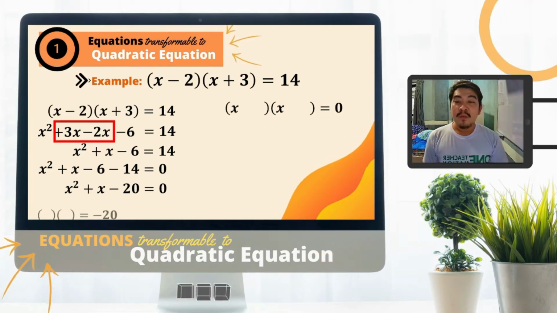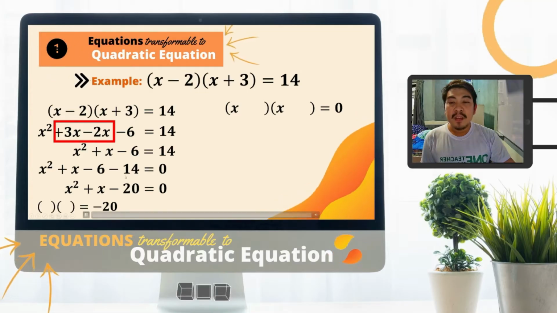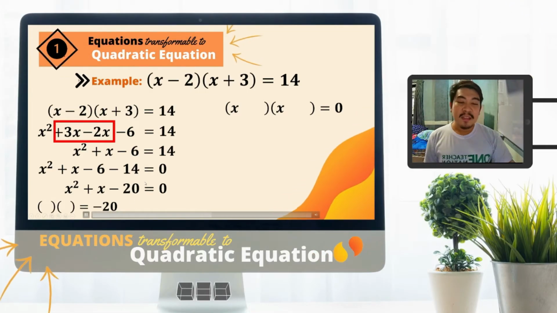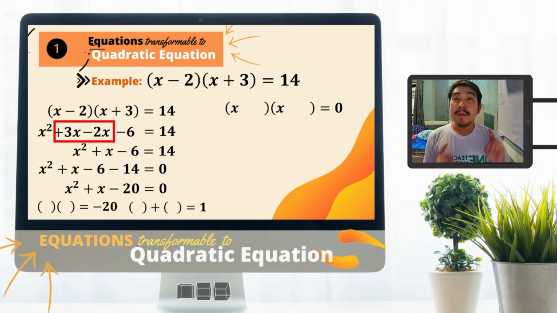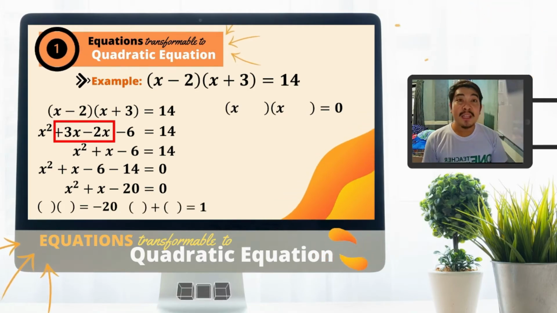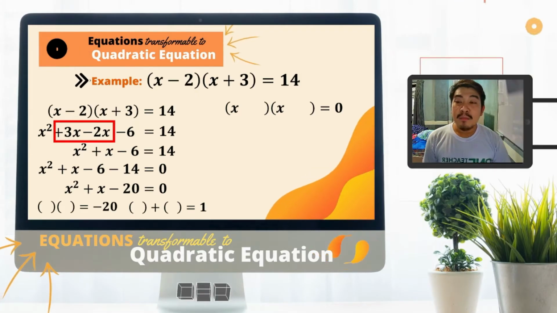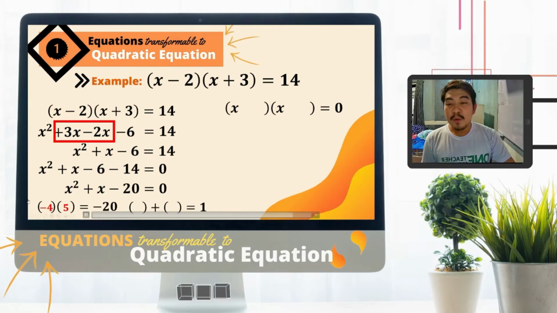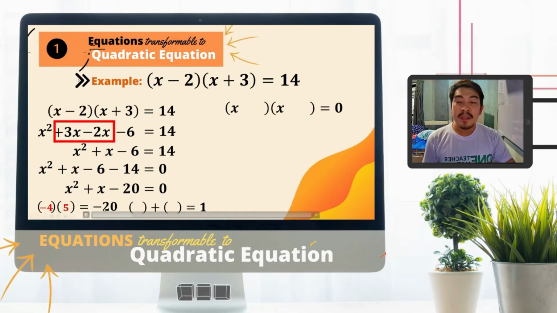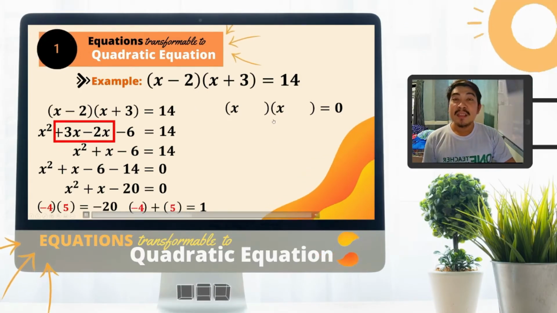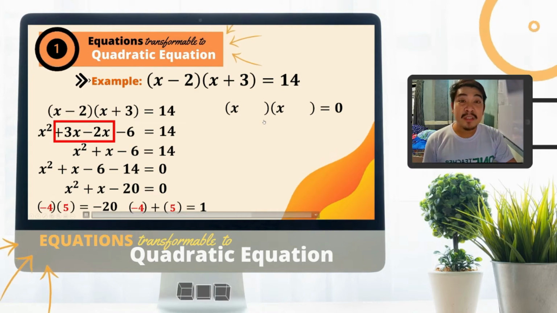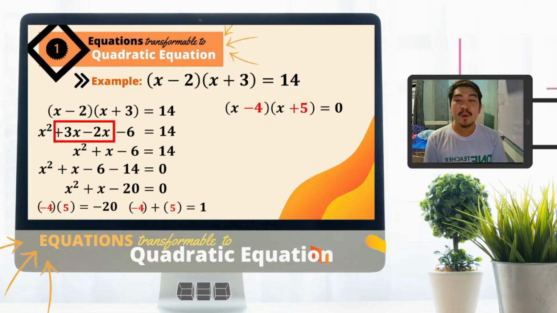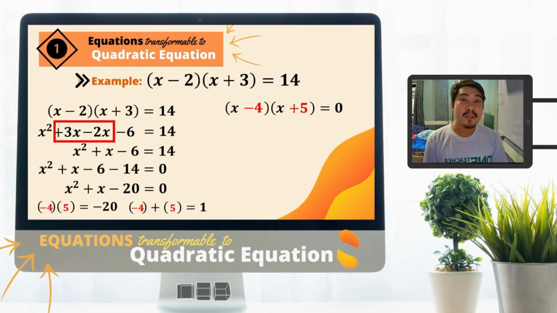Next, we need to think of factors of negative 20. Ano daw yung factors ni negative 20? Dalawang number, pag minultiply negative 20, at the same time, kapag inadd naman natin sila, positive 1 ang lalabas. So therefore, the numbers are negative 4 and 5. Because negative 4 times 5, that will give us negative 20. At the same time, negative 4 plus 5, that will give us positive 1. So the factored form will be x minus 4 times x plus 5 is equal to 0.